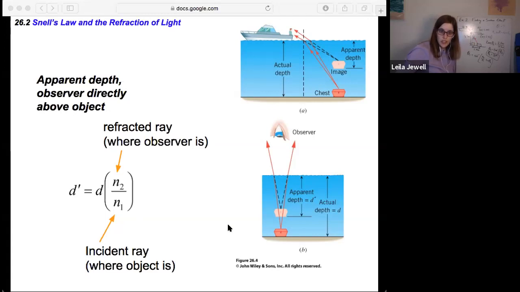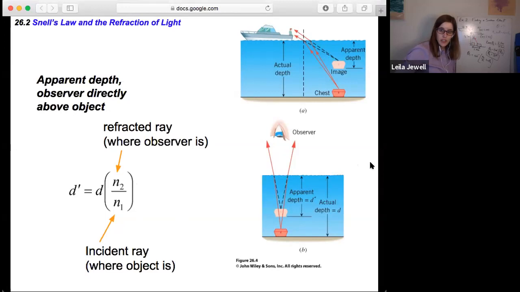So n1 is the incident ray, where the object is the key detail. So that's where the actual light rays start, and then the light rays pass through to the observer. That's the side that n2 is on. And so from this, you can get some different conclusions. One is that treasure chests appear to be closer than they actually are.